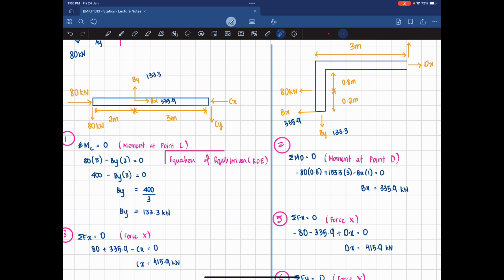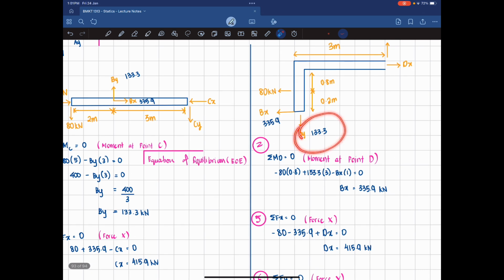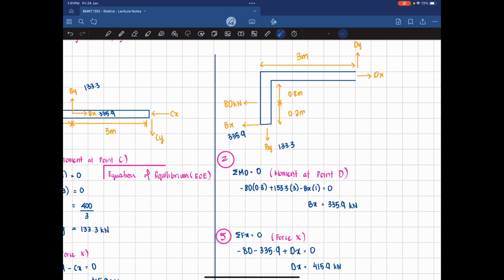We are going to take the moment at point C, because there are two unknowns. And since Bx and Cx are on the same line, we don't have to include Bx. So the moment at C will be 80 times 5, the distance, and By times 3. Once you calculate it, you get By equals 133.3 kilonewton, which we can put over here, so it will be easier for us to find the moment.